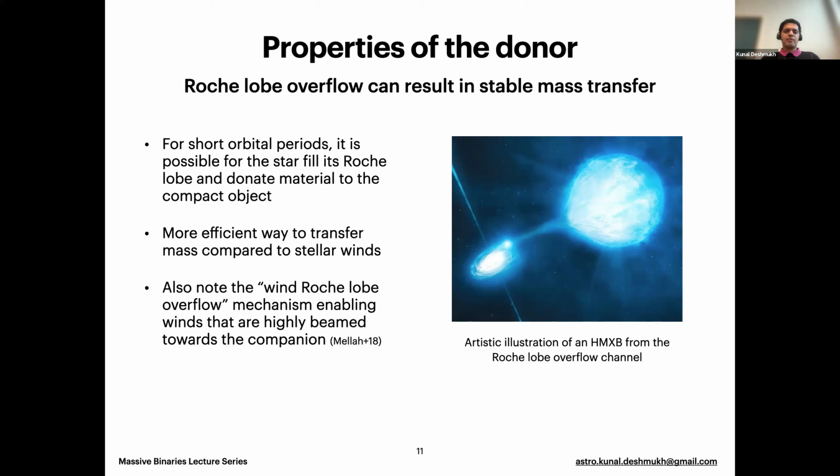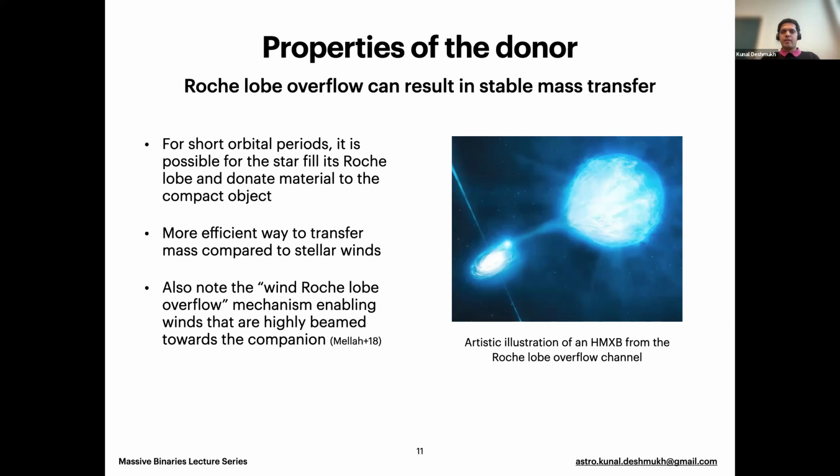Very briefly, I want to mention here also something that is kind of intermediate, where if the star is not fully filling its Roche lobe, but it's close to filling its Roche lobe, the winds of the star can still fill the Roche lobe. And this is something that is termed wind Roche lobe overflow. So this is a bit more efficient than your normal winds, but a bit less efficient than your full Roche lobe overflow.